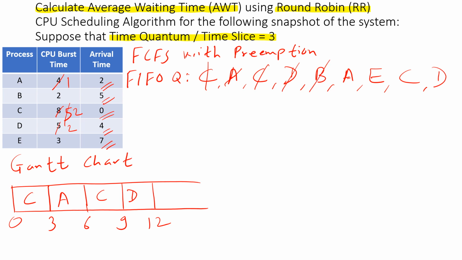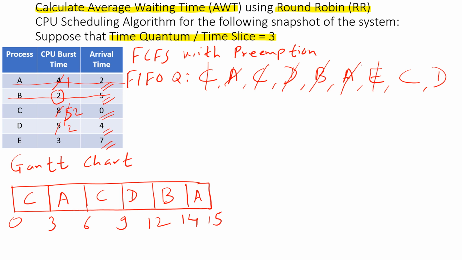Then B is removed from the queue. B wants to use CPU only for 2 time units, right? So it will use it from 12 to 14. 12 plus 2 is 14, and B is not inserted back to the queue because B has finished, right? B has now finished. Then if we remove A, we want A to get executed only for one time unit, right? So that is up to 15. Okay, and then A also finishes, so A is not inserted back into the queue.